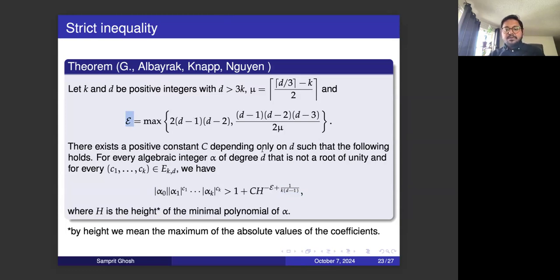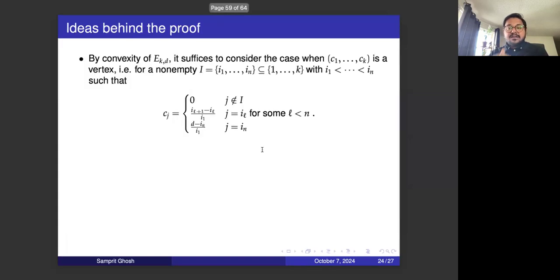So I won't go into it, the proof is quite involved, but let me give you some ideas of where we got this from. Firstly, by convexity of EKD, again, it suffices to check strict inequality for the vertices. And again, the vertices look like that. You take a subset of 1 to k, and then you construct the vertices like that.